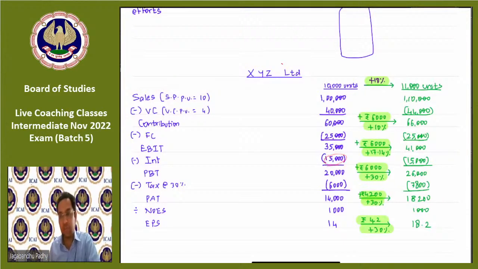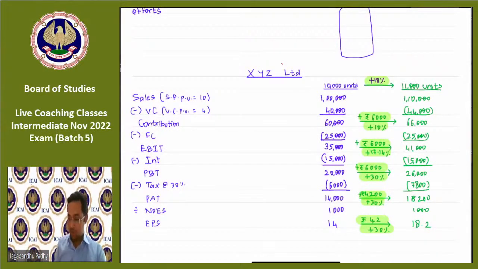Interest is triggering the financial leverage, and both of them together, fixed cost as well as interest, together are triggering the combined leverage. Fixed cost triggers operating leverage, interest triggers financial leverage, both of them together are triggering the combined leverage.